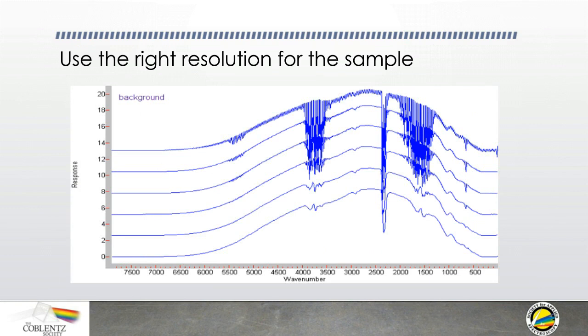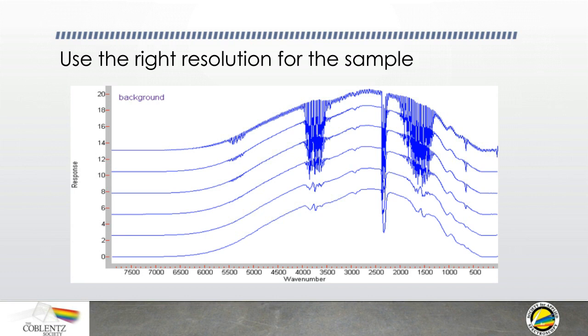Now, what I'm going to talk about next is the resolution. Higher resolution is better, right? Wrong. In most condensed phase materials, solids and liquids, bands in the mid-infrared are approximately 10 wave numbers full width at half max. So what does that mean? That means that when you run spectra at much, much higher resolution than you have to use, you're going to start to introduce noise into the spectrum, and you're going to take more time.